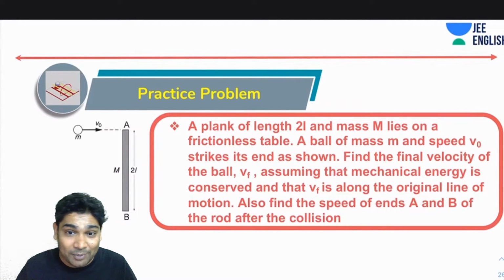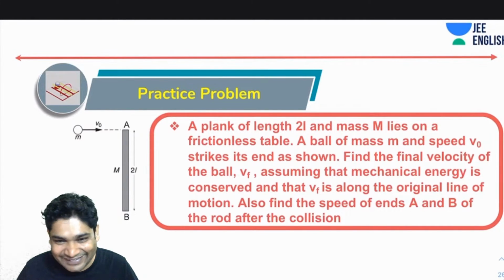So let me read out the problem once. The problem says a plank of length 2L and mass capital M lies on a frictionless table. Now a ball of mass small m and speed v0 strikes its end as shown. You have to find the final velocity of the ball, Vf, assuming that mechanical energy is conserved in this collision.